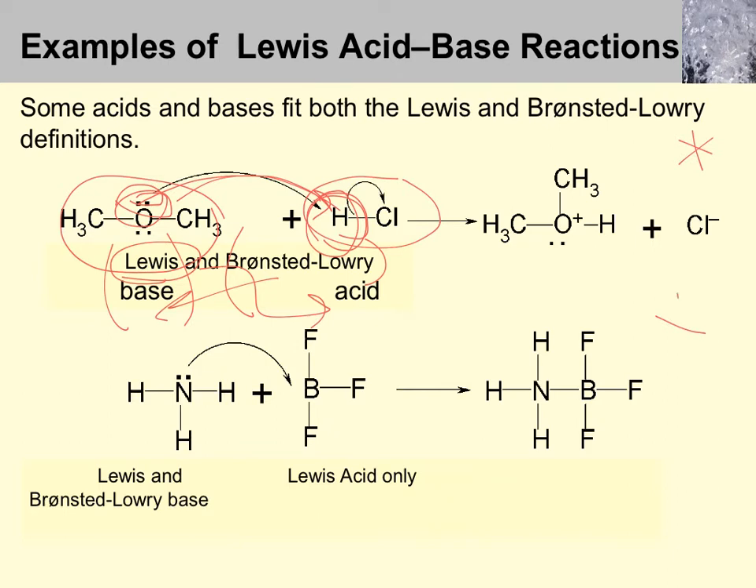Look at the bottom reaction. Again, it's the one that we went over on the other page, but ammonia can serve as both a Bronsted-Lowry and a Lewis base, but if you have a Lewis acid that does not have a hydrogen ion, that is just a Lewis acid.